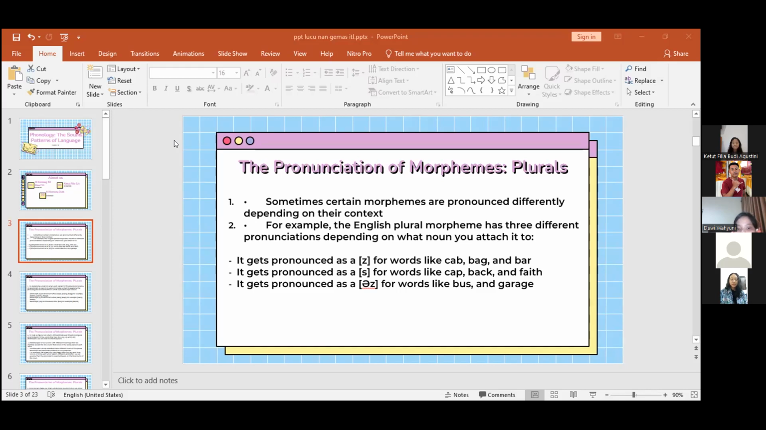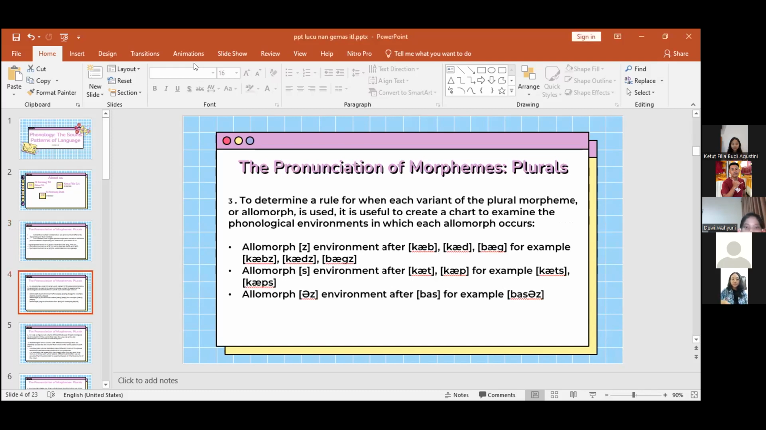It gets pronounced as a Z for words like caps, bags, and bars, and gets pronounced as an S for words like cap, bags, and fade, and gets pronounced as an iz for words like buzz and grass. Number 3, to determine a rule for when each variant of the plural morpheme, or allomorph, is used, it is useful to create a chart to examine the phonological environment in which each allomorph occurs.